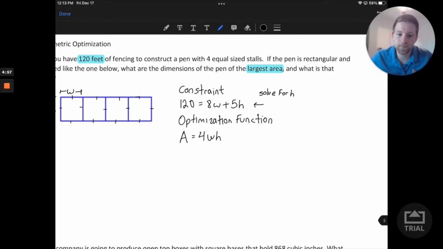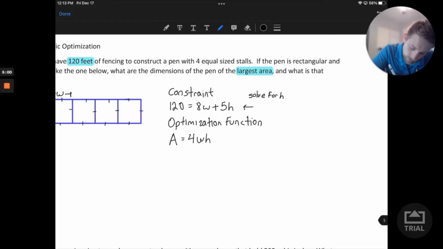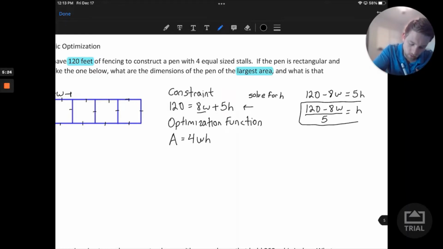To do that, we can subtract 8W, so we get 120 minus 8W is equal to 5 times H, or we could just say that (120 minus 8W) divided by 5 is equal to our height. So this is another way to express that constraint as a function of W, and I can now use this expression to substitute into my optimization function.